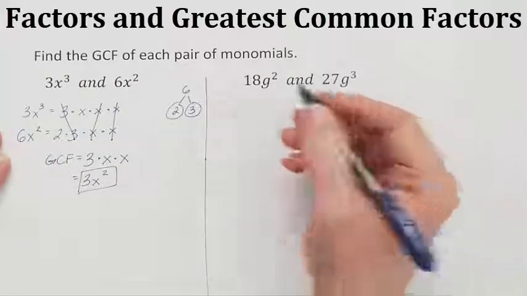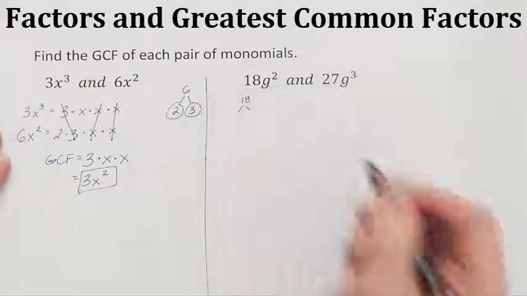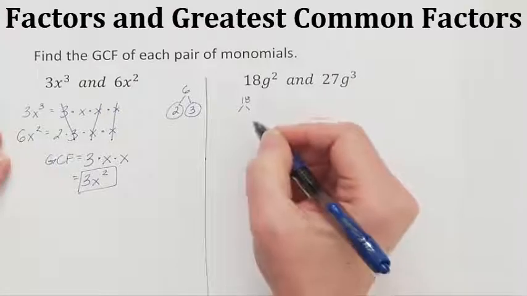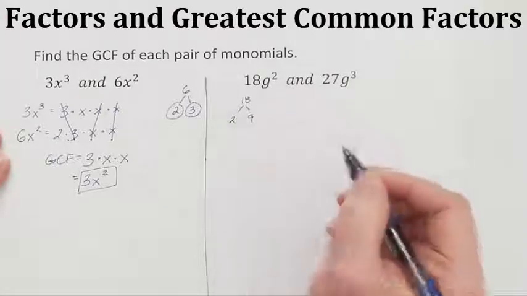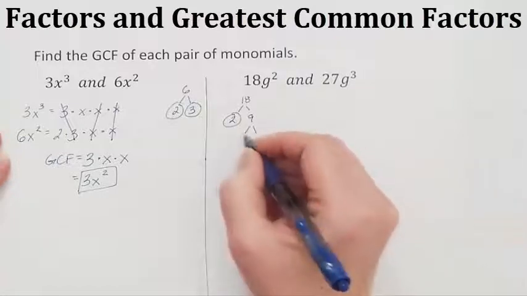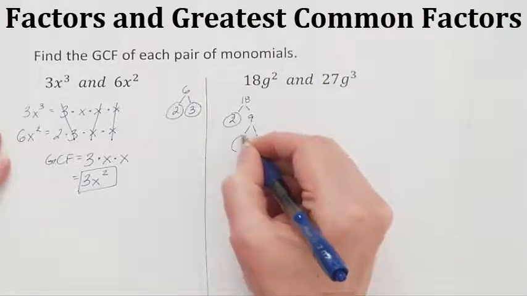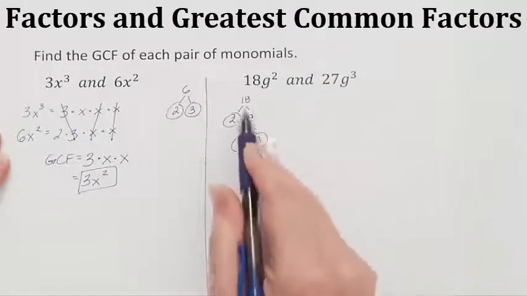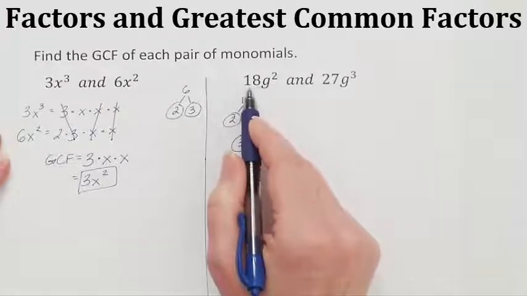Now let's pretend I do not know how to prime factorize 18. So we're going to use a factor tree. I know that 2 times 9 is 18. 2 is prime. 9 is not. 9 can be broken up into 3 times 3. 3 is prime. 3 is prime. I just found the prime factorization for 18.